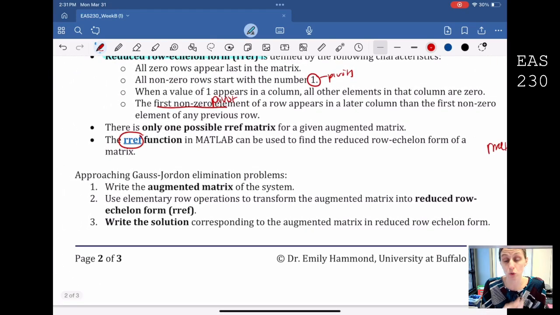So if we are told to use Gauss-Jordan elimination, write the augmented matrix, use our row operations to get all the way to reduced row echelon form, where we have, essentially as you saw, the identity: 1s as the pivots and 0s everywhere else, to the best of our ability. Sometimes we can't get all the way there, but to the best of our ability. And then we can write a solution.